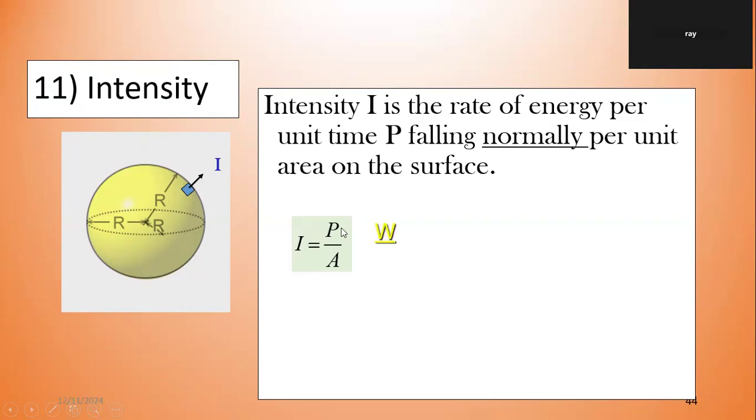Right? Power is W, measured in watt. Area is meter square. So the unit is watt per meter square. Right? It's a vector quantity because it has a direction.